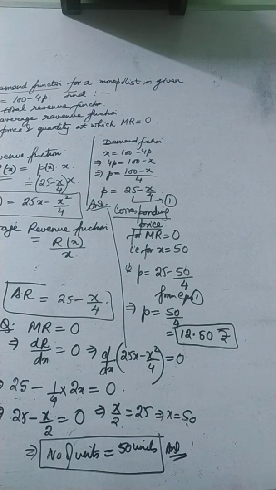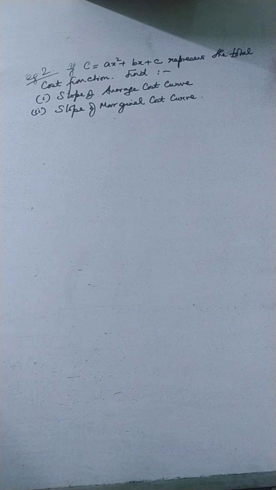Okay. So the second example. This is the next example. The question says, if C is equal to, C is the cost function obviously, AX square plus BX plus C, where ABC are constants, represents the total cost function. Then find number 1, the slope of the average cost curve, and number 2, the slope of the marginal cost curve.